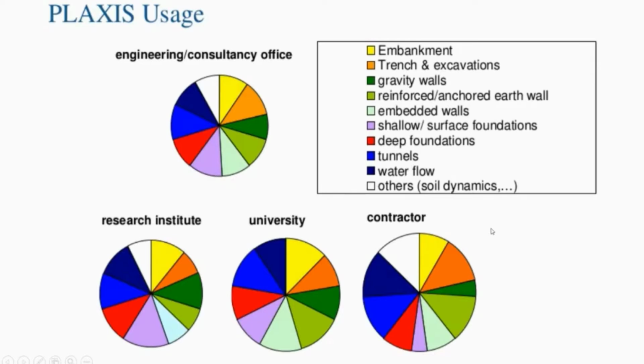Now where is Plaxis used? As we have seen, Plaxis is majorly used for geotechnical engineering purposes. As we can see here, for engineering and consultancy offices, for embankment it is used, for trench and excavation, gravity walls, reinforced anchored earth wall, embedded walls, shallow surface foundations, deep foundations, tunnels it can be used, water flow also, and some soil dynamics also using this Plaxis.